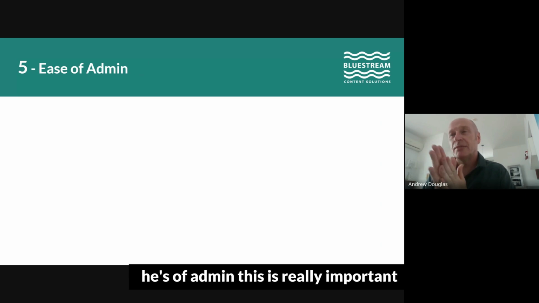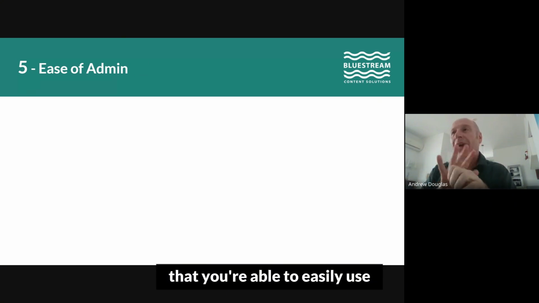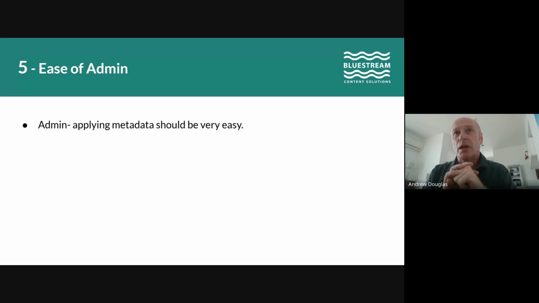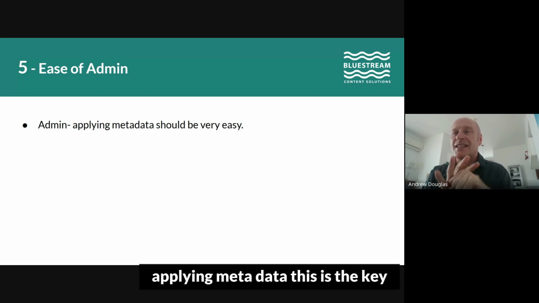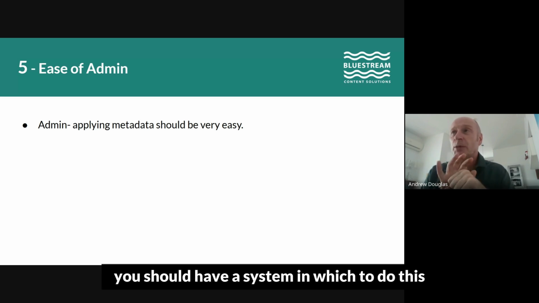Ease of admin. This is really important. Make sure that this portal technology has an admin that you're able to easily use. And the reasons for this are, next piece, Harry. Applying metadata. This is the key. This should be flexible and easy. You should have a system in which to do this.